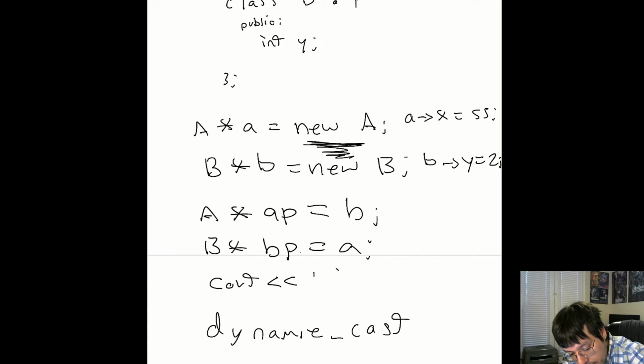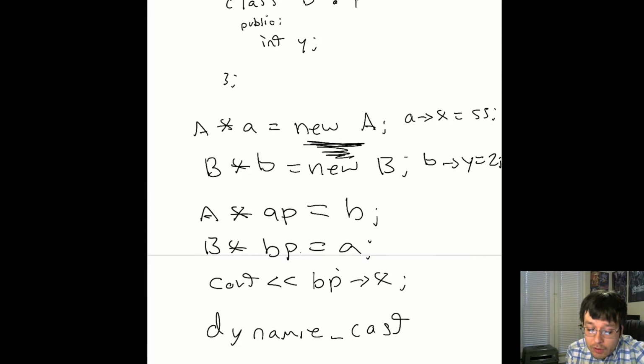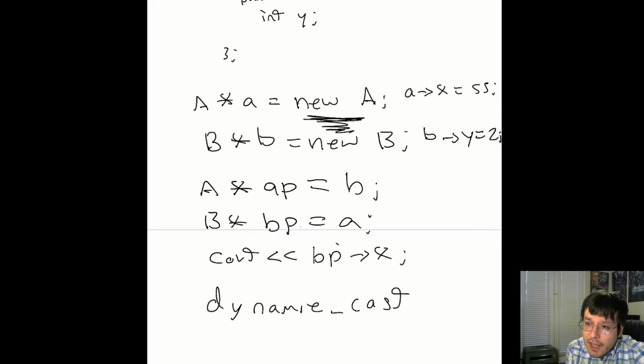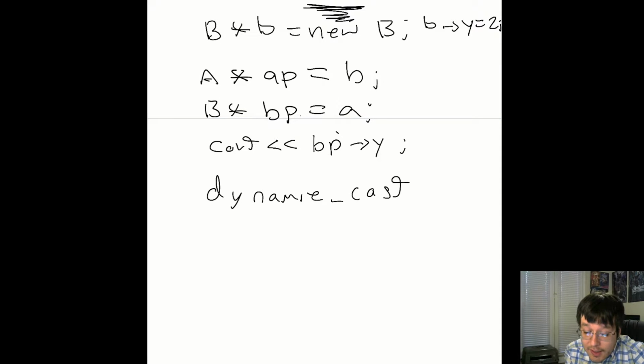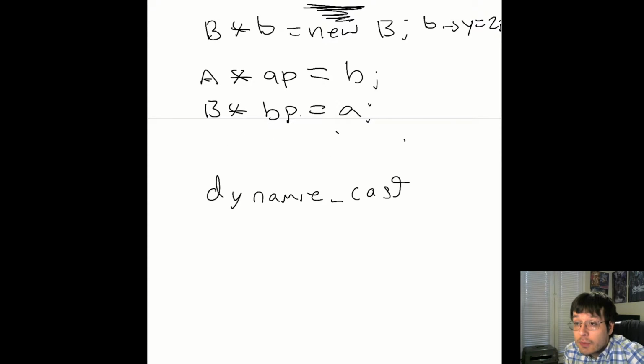cout BP dash X, right? Because that's the X from A. So sure, that's going to be okay, because this is really an A, and all B objects have stuff from A. What's really bad is if I try to access what is from the B side, like the Y, because this is really an A object. So even though the B pointer is holding on to it, it's not actually a B. So there does not exist a Y in this object, right? So if you somehow manage to fool the compiler into storing a parent object in a child pointer, then you run the risk of accessing things that don't exist.